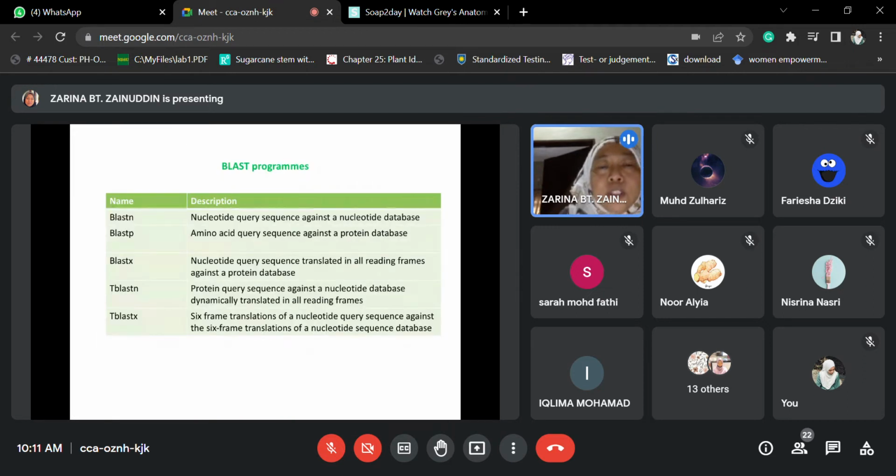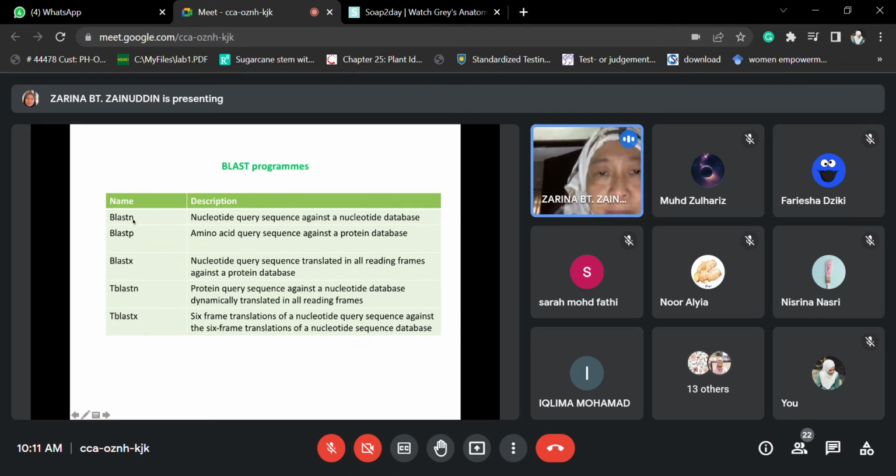The BLAST programs are divided into different types. Basically there are 5 types of BLAST programs. One is BLASTN, which you use to query a nucleotide sequence against a nucleotide database. N stands for nucleotide.